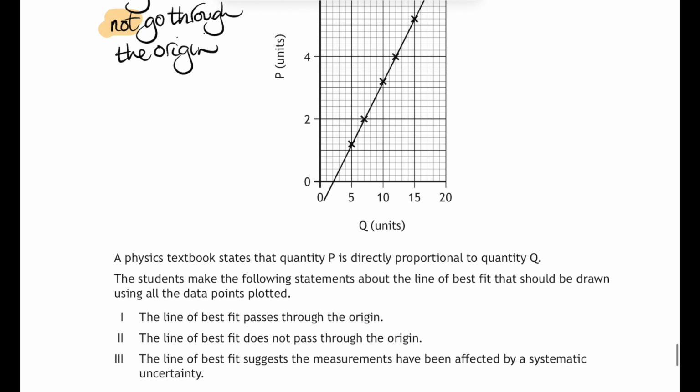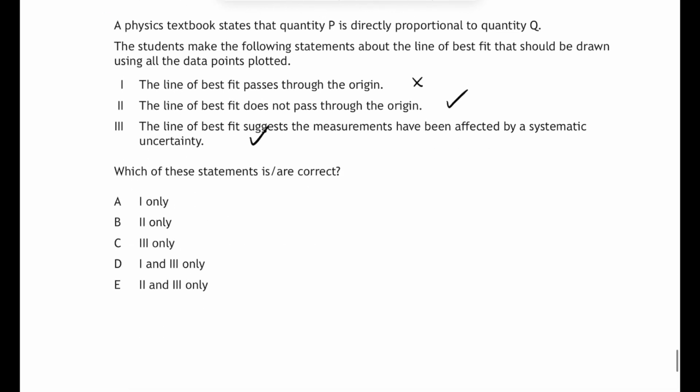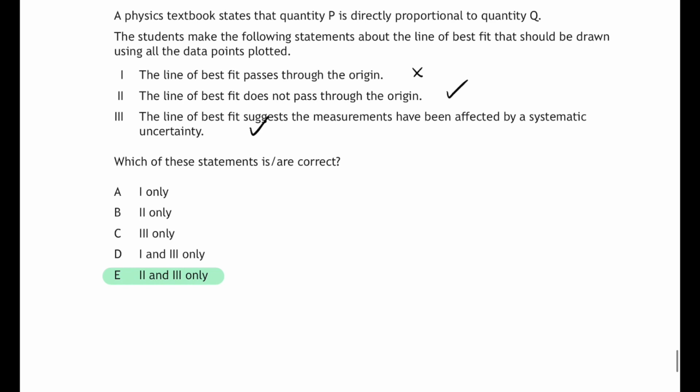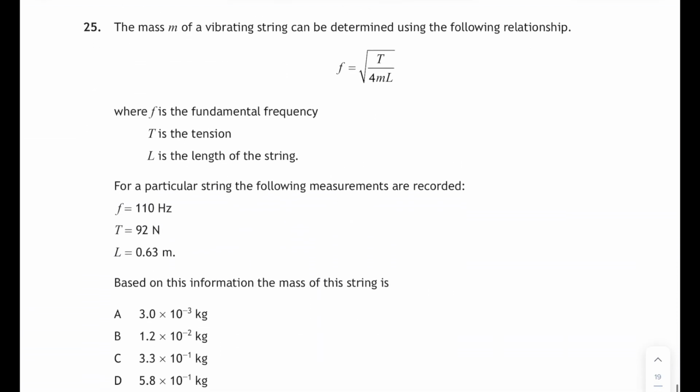A physics textbook states that quantity P is directly proportional to quantity Q, and the students make the following statements about the line of best fit that should be drawn using all the data points plotted. Statement 1. The line of best fit passes through the origin. No, it doesn't. The line of best fit does not pass through the origin. Well, that's correct. And statement 3. The line of best fit suggests that the measurements have been affected by a systematic uncertainty. Well, that is correct as well. So 2 and 3 are correct. That's answer E, 24E.